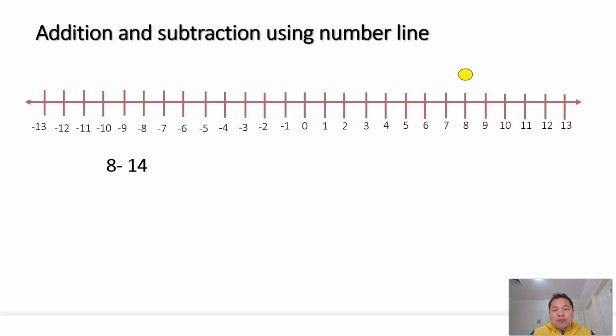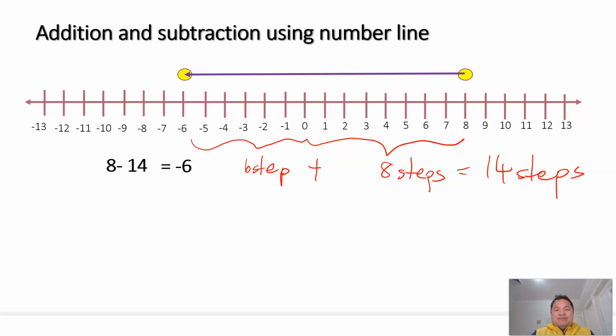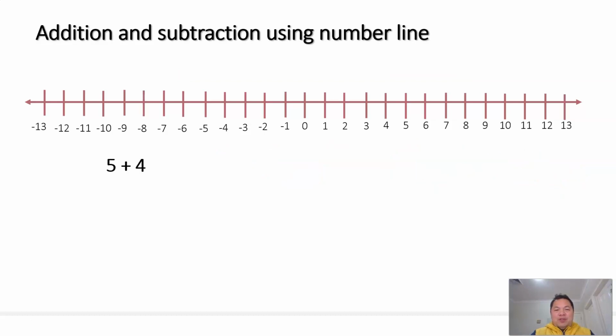How many steps do I need to move? 14 steps. Let's move 14 steps. So first, I got to move 14 steps. Oh, that's how I get minus 6. So how do you get 14 steps? If you look at this, from here to here is 8 steps, and then from here to here is another 6 steps. If you add them together, isn't that 14 steps? Make sense? Good. Let's move on to the next question.